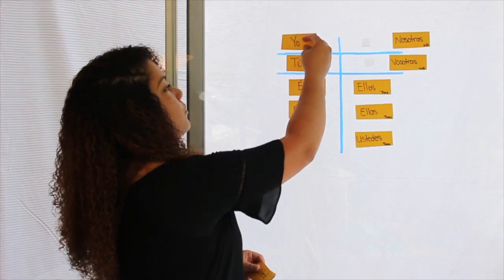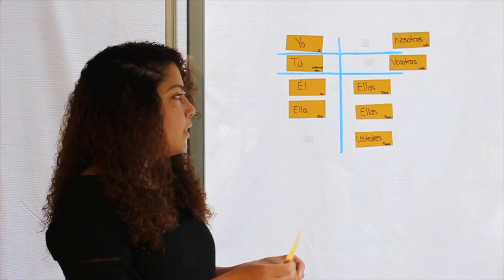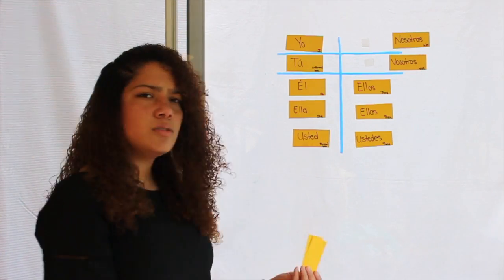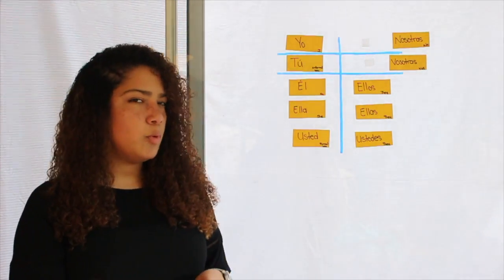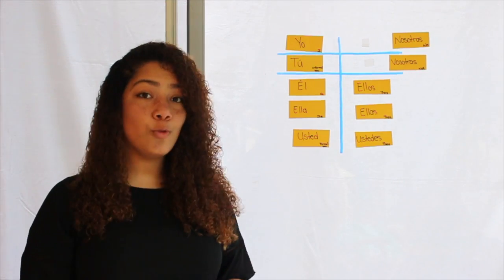Then we have yo, which is the easiest one. So yo means I. Then we got usted. So remember usted. What is usted? Usted is you, right? But what kind of you is it? It is not informal, which means it's going to be what? It's going to be your formal you.